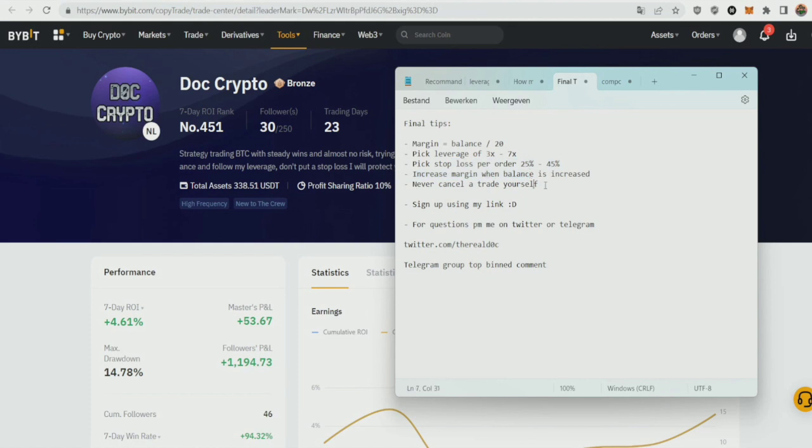Increase margin when balance is increased. So when you add more money or when you make money, be sure to increase your margin to actually make more money. Never cancel a trade yourself, guys. Don't be scared. They will have your back. But if you're really scared and just say, this is nothing for me, you can always cancel.